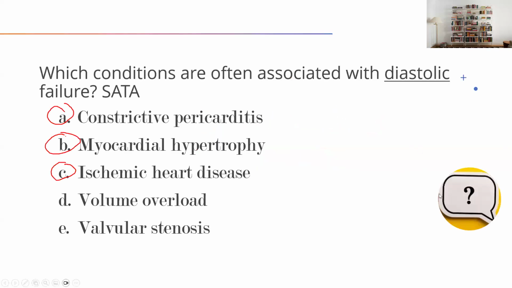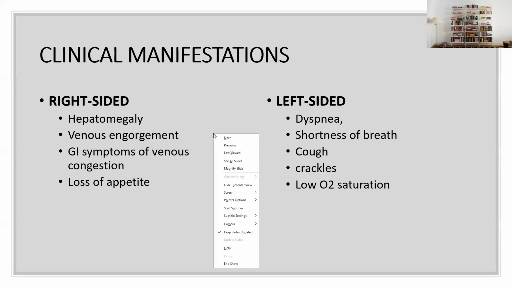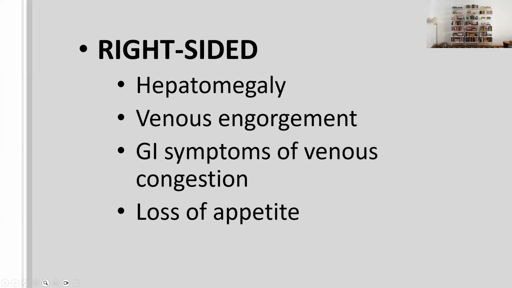Okay, I hope you're all back. Let's go ahead and continue with our discussion on heart failure. This time we're going to talk about clinical manifestations. So let's go to the manifestations of right-sided heart failure. When we have right-sided heart failure, we're going to have enlargement of the liver. Why is that? Because it results from the backing up of blood in the venous circulation. So the venous engorgement is going to cause the hepatomegaly.